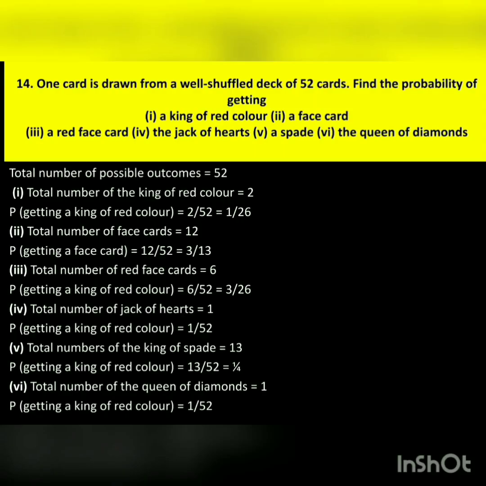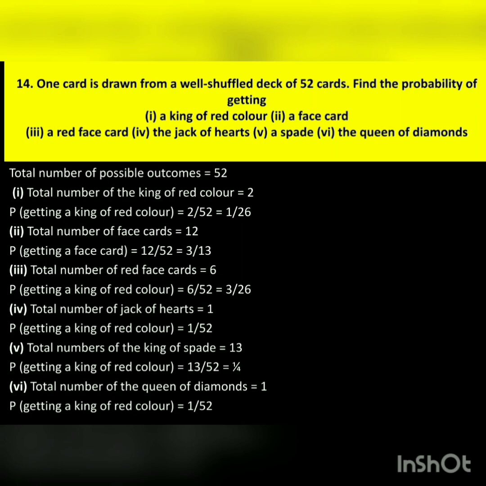Next, question number 14: one card is drawn from a well shuffled deck of 52 cards. Find the probability of getting a king of red color, a face card, a red face card, a jack of heart, a spade, the queen of diamond. So there are total 52 cards, so the denominator will always be 52 here.